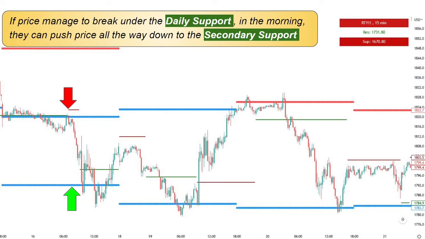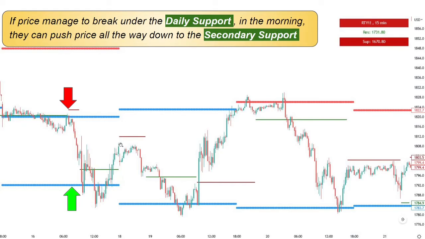This is when bulls and bears try to break support and resistance. If price managed to break under the daily support in the morning, they can push price all the way down to the secondary support. So if we have a test of the support overnight and bulls fail at the test, the bears would start pushing down, and the normal target for them would be the secondary support.